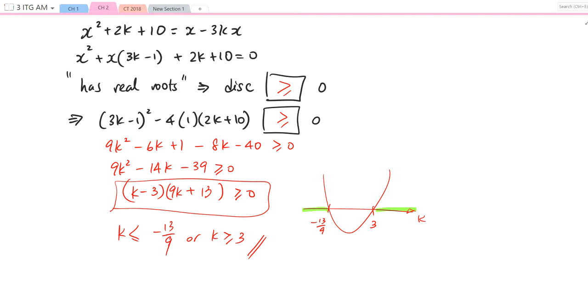If you chose k values in these two ranges, you will end up with either two different roots, two different values of x, or one same value of x repeated. Now if you choose any value of k between -13/9 and 3, your calculator will tell you math error, because you have no real roots. This is what this question means.